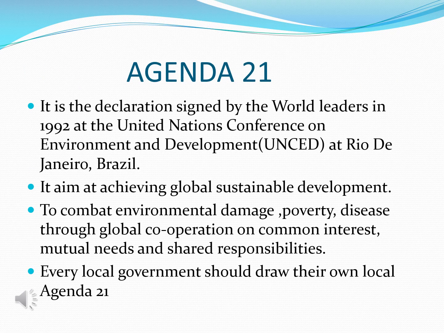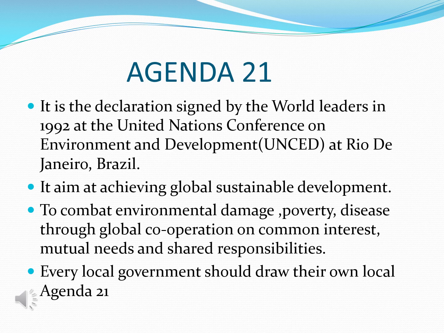Agenda 21. It is the declaration signed by the world leaders in 1992 at the United Nations Conference on Environment and Development, and in short form we call it UNCED, which took place at Rio de Janeiro, Brazil. It aims at achieving global sustainable development. It is an agenda to combat environmental damage, poverty, disease through global cooperation and common interests, mutual needs and shared responsibilities.